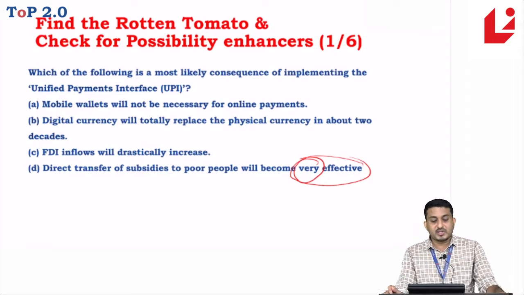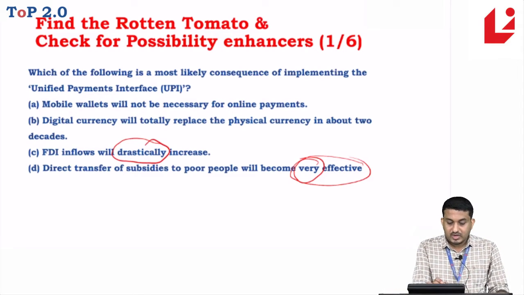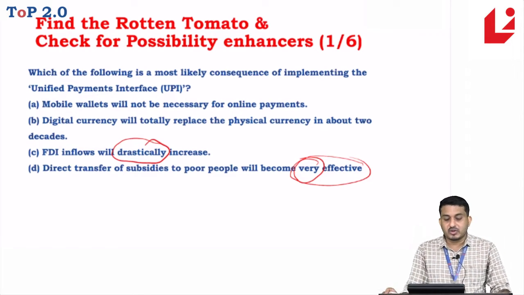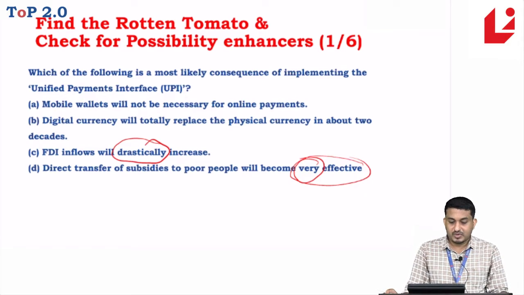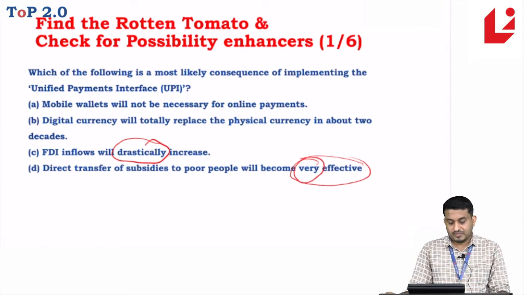Now come to statement C. FDI inflows will drastically increase. Drastically is another rotten tomato. Increase might be possible. Drastically increase, the possibility is less. So this statement is also wrong.